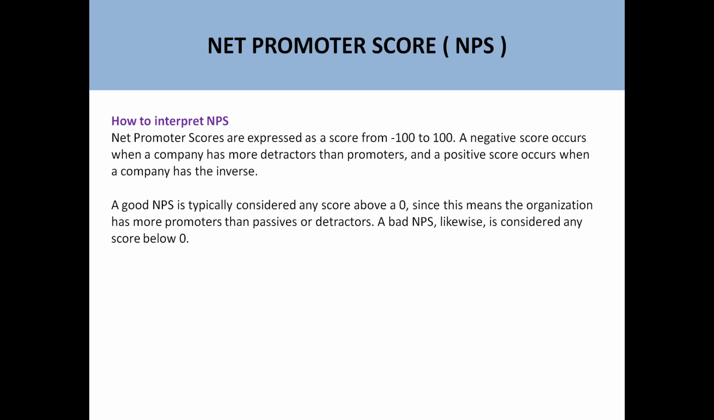Simple. A good NPS is typically considered any score above 0. Okay, any score which is above 0 will be considered a good score, since this means the organization has more promoters than passives or detractors. Passives are those persons who are satisfied with your product, but they are mediocre, or they can be easily changed from passive to detractor. A bad NPS likewise is considered any score below 0. So simple, friend, if the NPS is above 0, that means it is good. If NPS is below 0, that means it is bad. NPS above 0 means that promoters are more, liking your product. If NPS is below 0, that means detractors or customers are more unhappy with your product, service, or customer services.